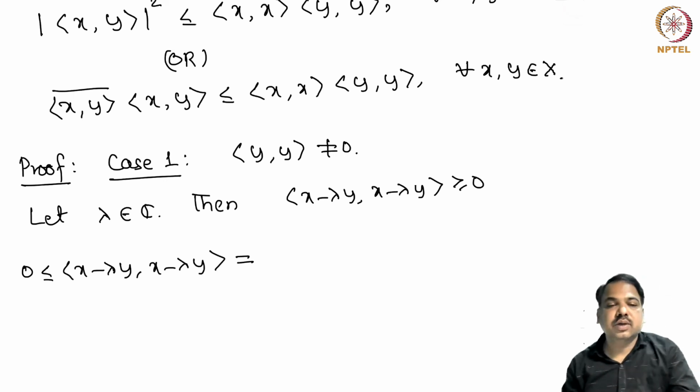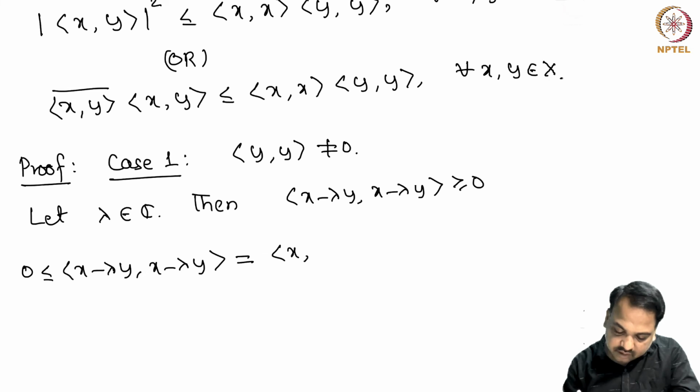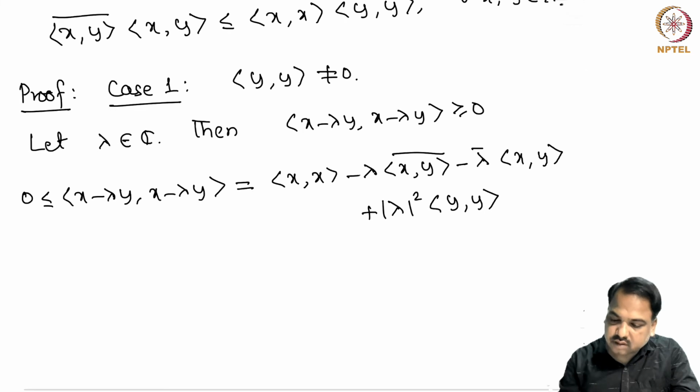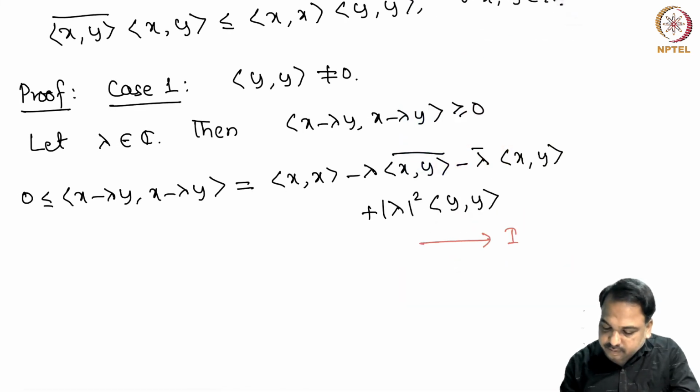If I expand this one, you will get semi-inner product of x with x minus lambda semi-inner product of y with x, that you will get as semi-inner product of x with y bar, minus lambda bar semi-inner product of x with y, plus the last term will be mod lambda squared semi-inner product of y with itself. Let us call this as 1.